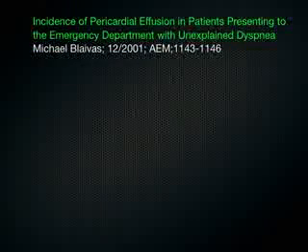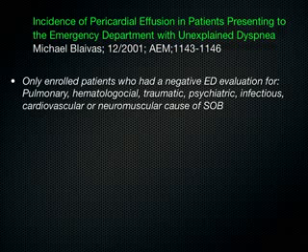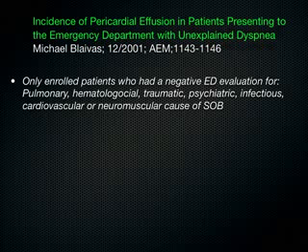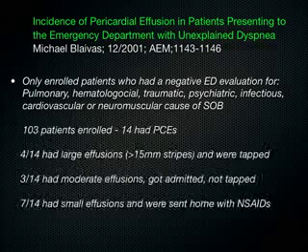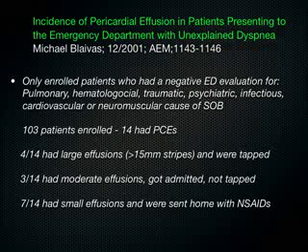And then another study by Mike Blavis showed that if you take patients who have a negative workup for any cause of shortness of breath, 14 out of 103 had pericardial effusion there. And so this is somebody who has unexplained dyspnea, 14 of 103 having pericardial effusions. And that's something to consider.